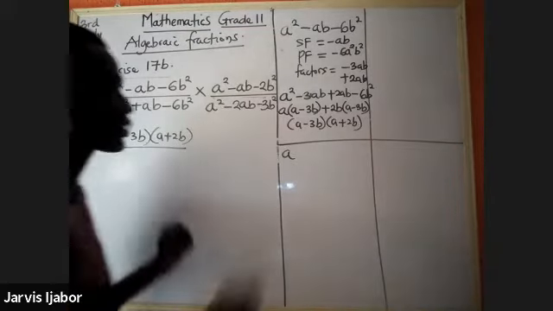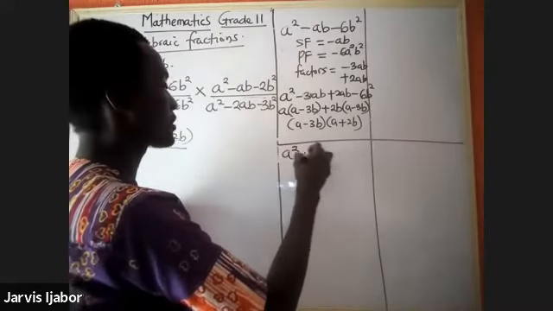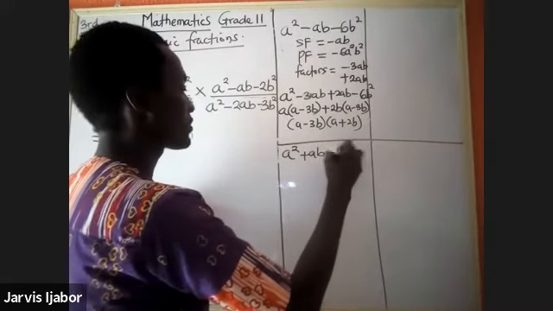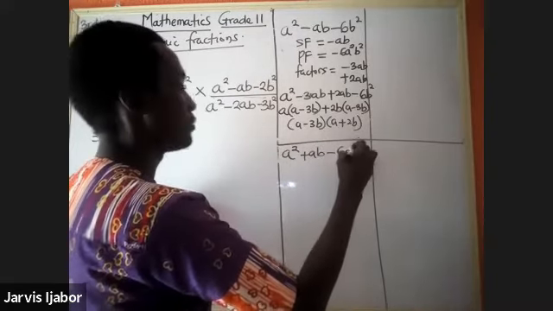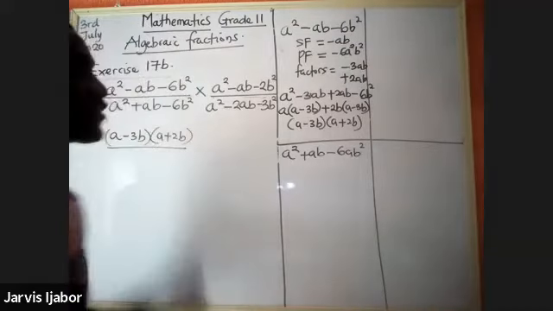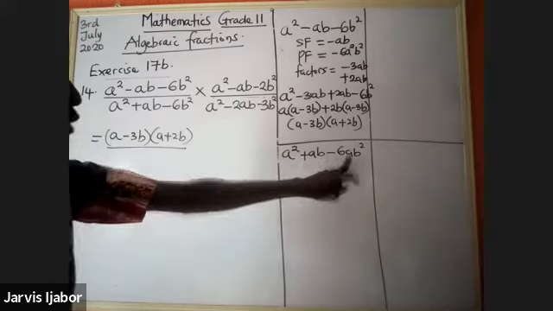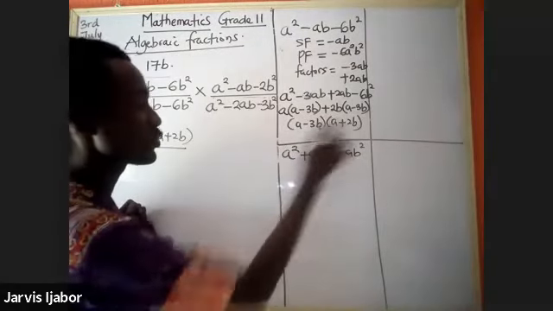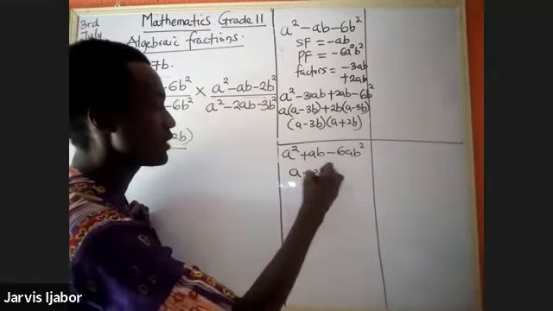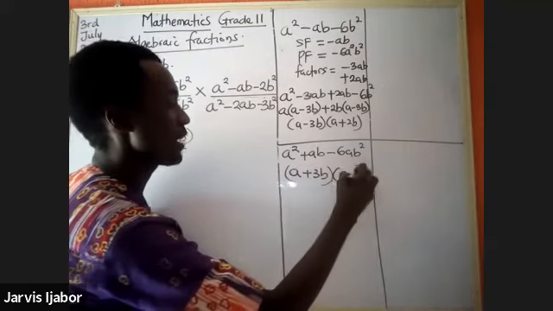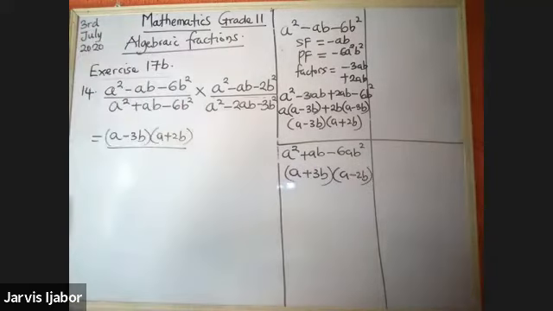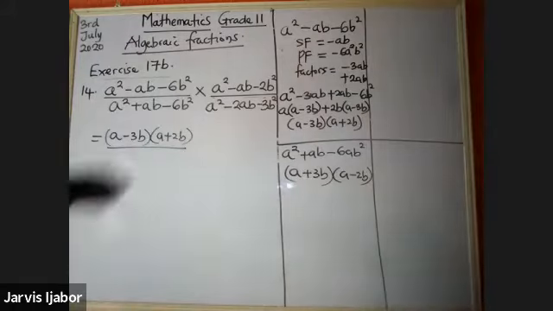So I come to this point now. I'll have a squared plus ab minus 6ab squared. Now, if you're smart, you discover that the only difference is that this one is plus and this is what? Minus. So it means that the signs will change. So it's just a plus 3b into what? A minus 2b. And sometimes in an exam, some of us will begin to solve from the beginning.